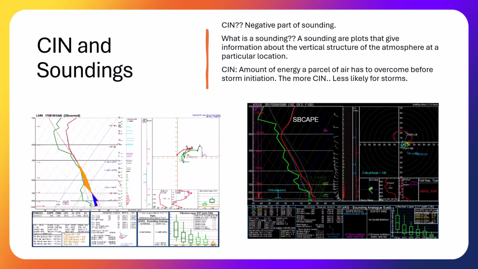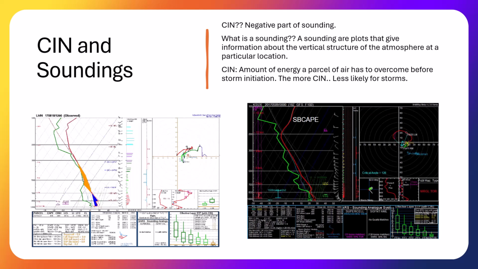The more sin you have, the less likely storms are. The more energy a parcel needs to rise is limiting, because it's using that energy just for the parcel to even start rising instead of creating thunderstorms. So it's essentially wasting the energy.